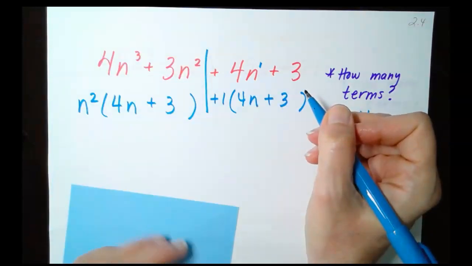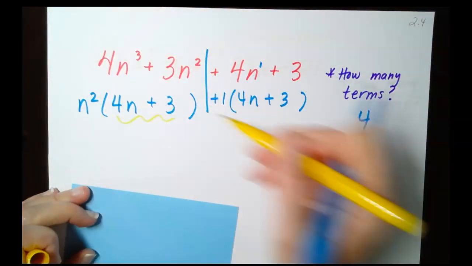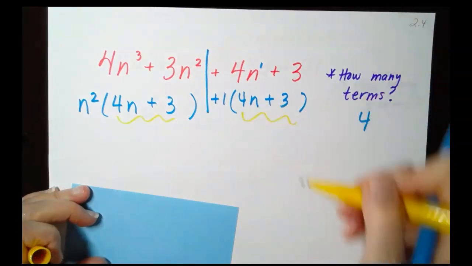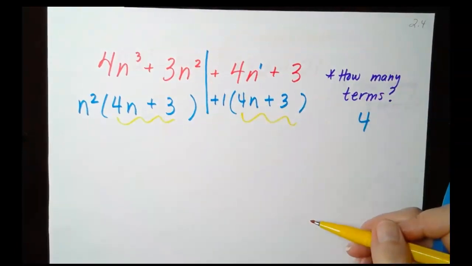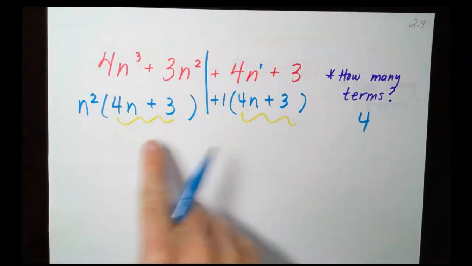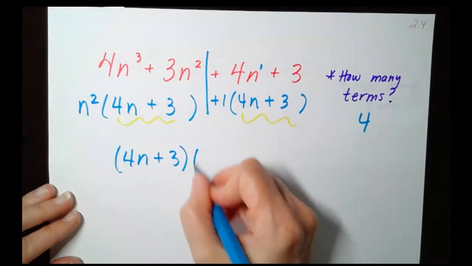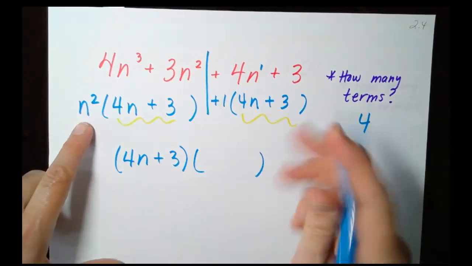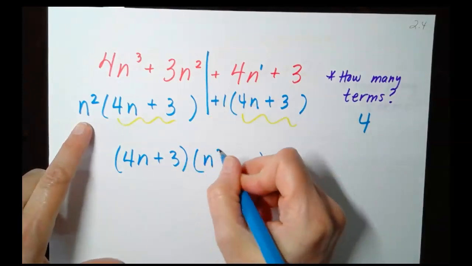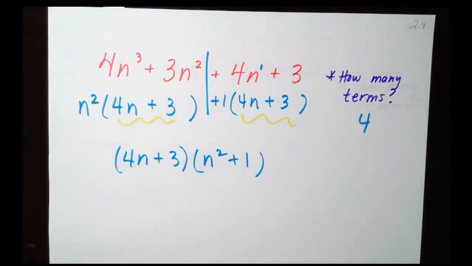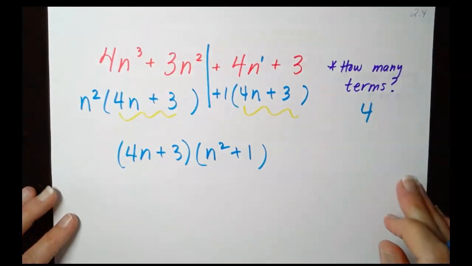And the magic here is the first set of parentheses and the second set of parentheses are the same. That makes it the GCF. Bring it to the front. And what's left over? N squared plus 1. That is factored completely by grouping.